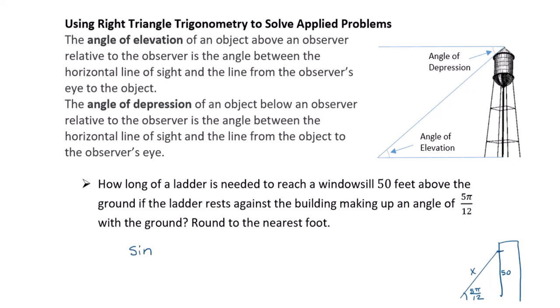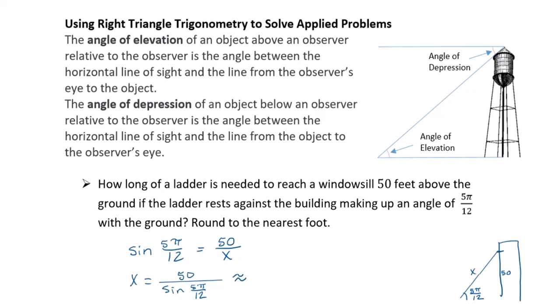The sine of 5 pi over 12 is equal to 50 divided by x. And again, if I multiply by x and divide by sine of 5 pi over 12, I get x equals 50 divided by sine of 5 pi over 12. And we're going to put this into the calculator.